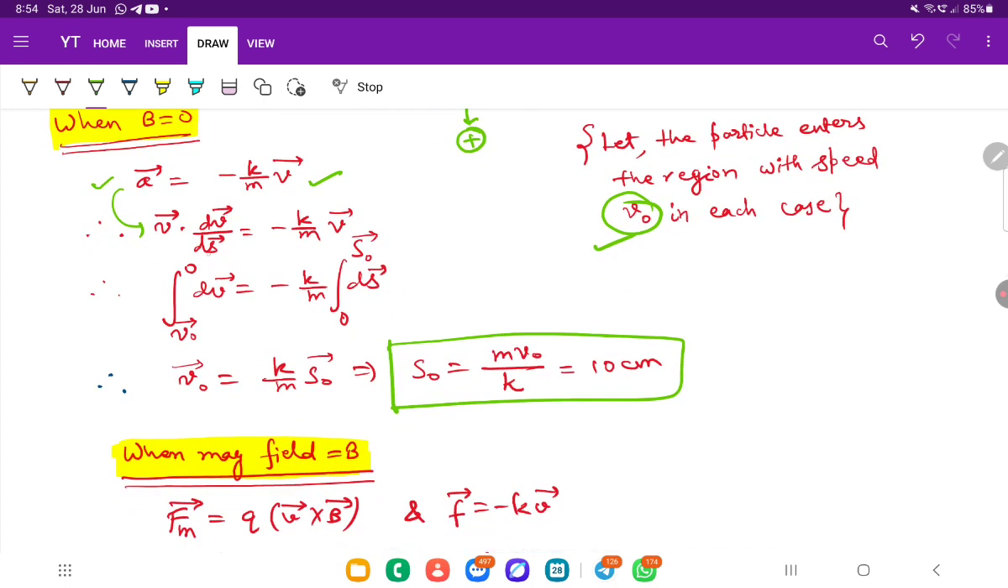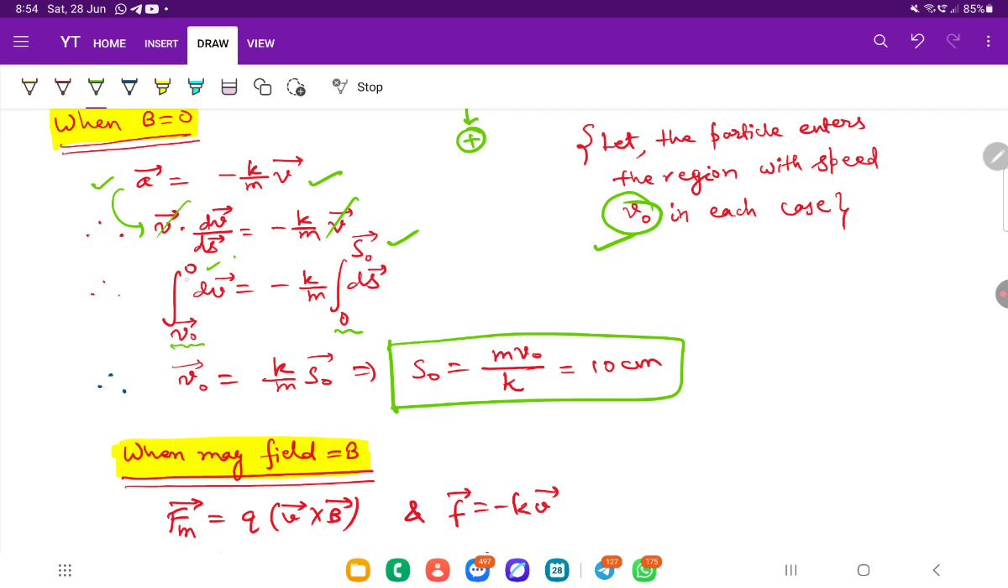Now there will be cancellation of v from both sides, and if you take ds to the right side and integrate both sides, what will be the limits? Initially the velocity was v0 and displacement was 0, because we are calculating displacement from the entry point, and finally the displacement is s0, as I have assumed, and as the particle has stopped, the final velocity is 0.